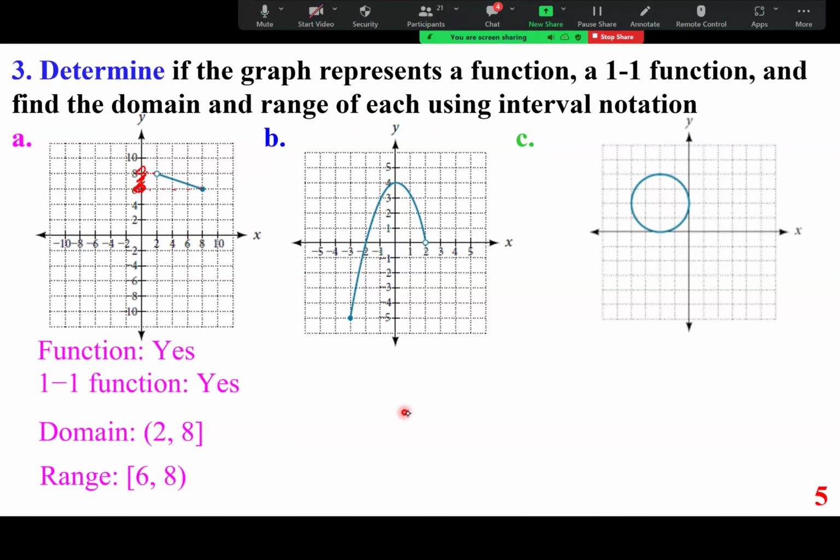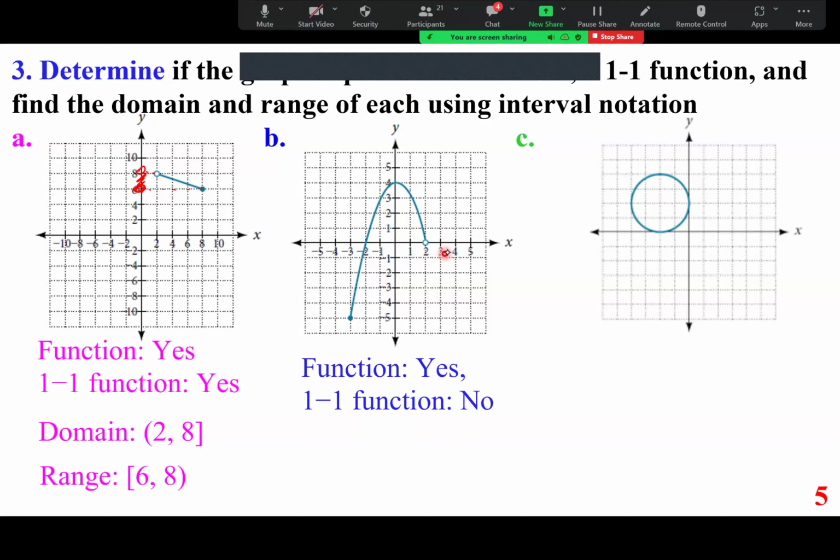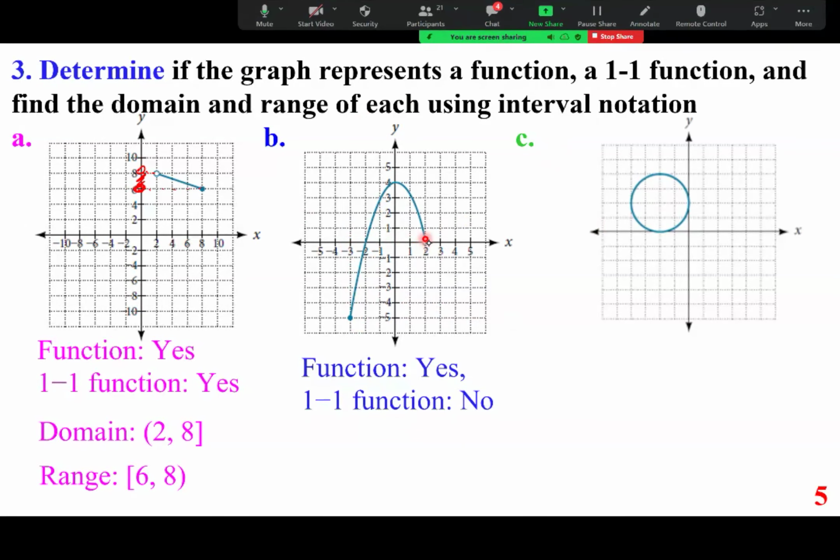Is this a function? Yes. Is this a one-to-one function? No, because it fails the horizontal line test, right? For example, right here. So what is the domain? The domain, if you lay it down along the x-axis, starts from here and goes to here, from -3 to 2. -3 is included, 2 is not. What is the range? It goes from here to here, and the endpoints are both included.